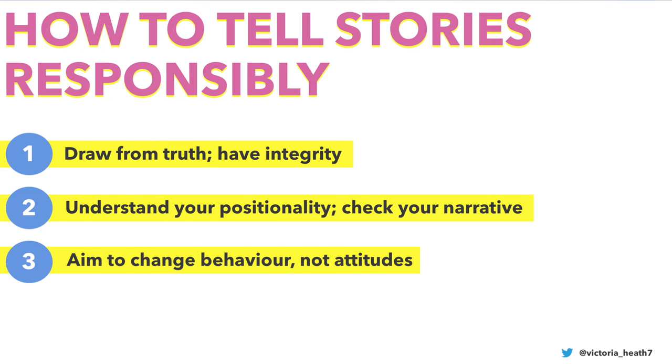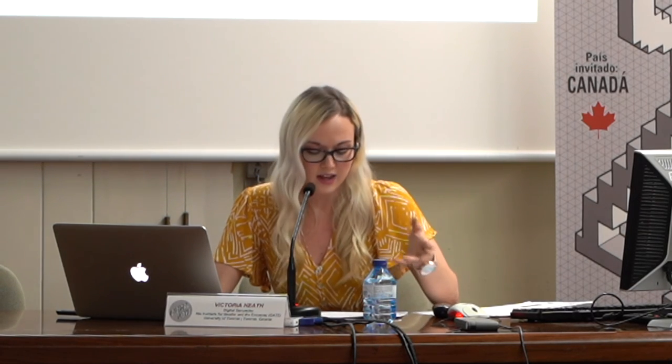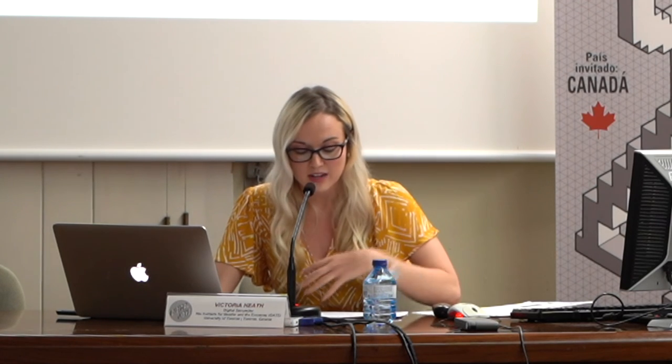The second is understand your positionality and check your narrative. Positionality is a term that comes from feminist literature, and it's essentially the social and political context that creates your identity, like your race, your ethnicity, your social class, your sexual orientation. It's really important to be aware of how your identity influences and potentially biases your understanding of and your outlook on the world. So when you're telling a story, it's really important to be checking your narrative and understanding your positionality.